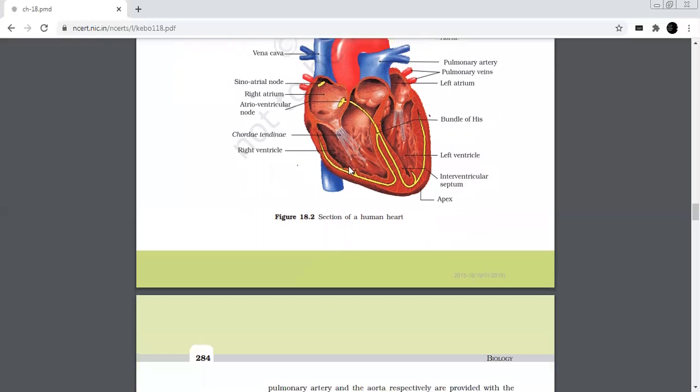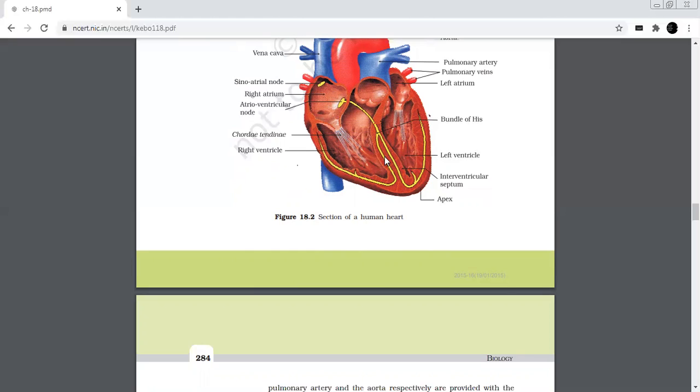Now let's talk about ventricle. These are the two chambers of the heart that pump the blood away from the heart, functioning as pumping chambers. Both right and left ventricle are separated by interventricular septum. So a wall is present over here, interventricular septum, through which they are separated. Left ventricle receives the pure blood whereas right ventricle receives the impure blood.